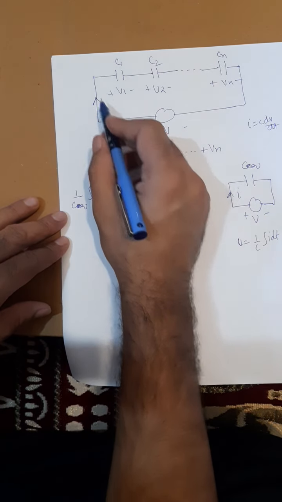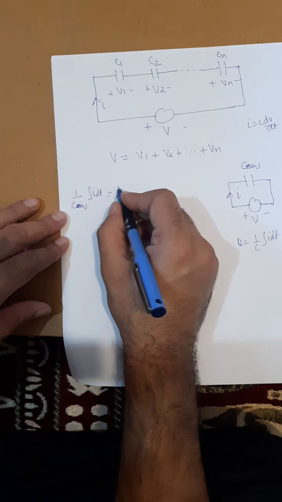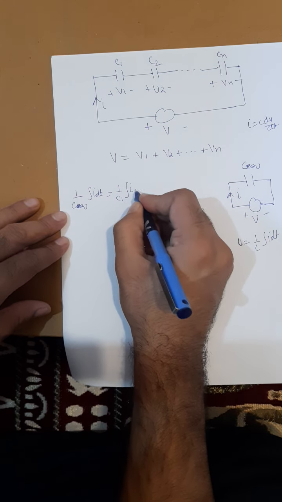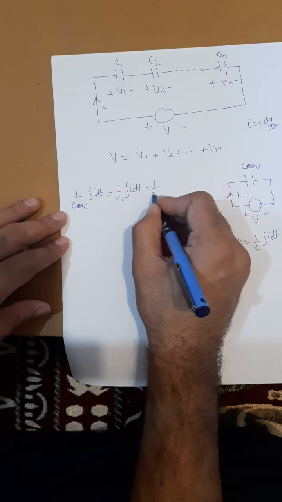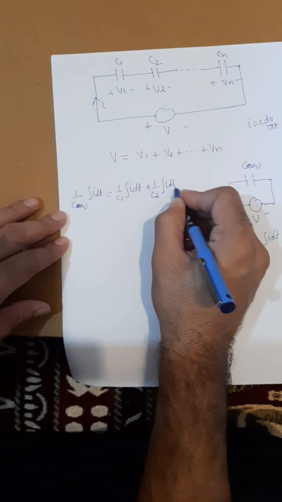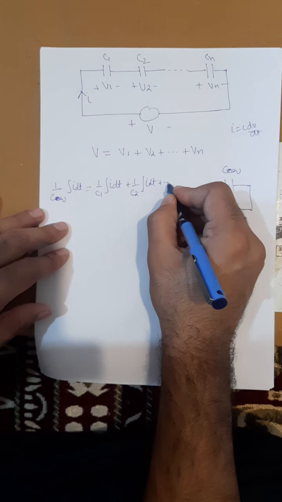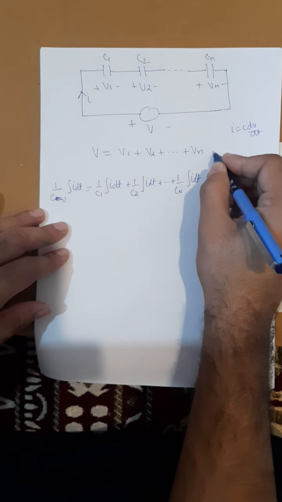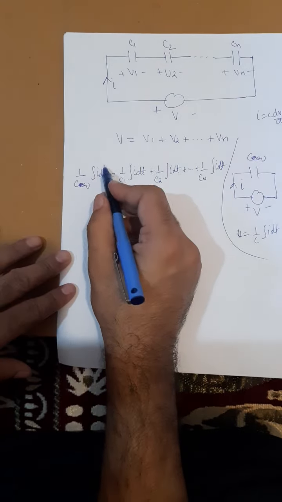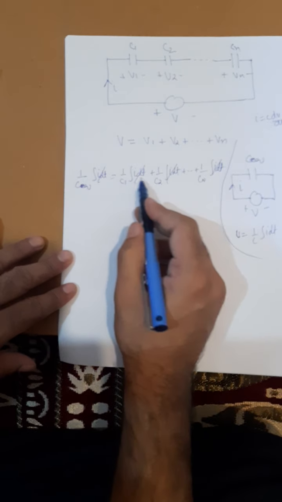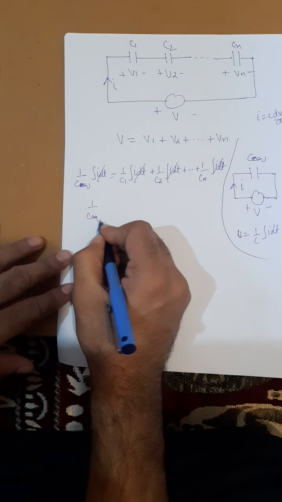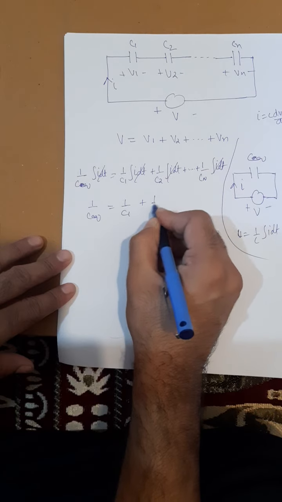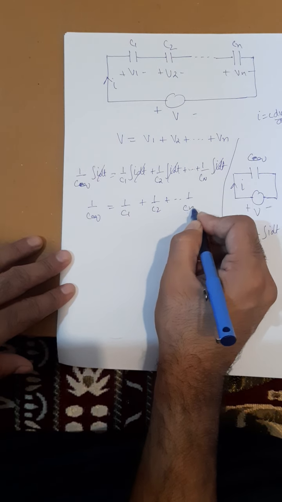Now this current I is flowing in all the capacitors, so I can write 1 upon C1 integral I dt plus 1 upon C2 integral I dt plus 1 upon Cn integral I dt. The integral I dt will cancel, and I am left with 1 upon C equivalent equal to 1 by C1 plus 1 by C2 plus 1 by Cn.